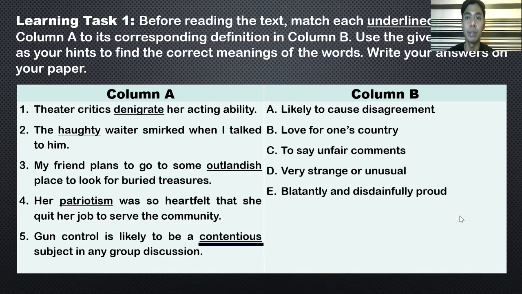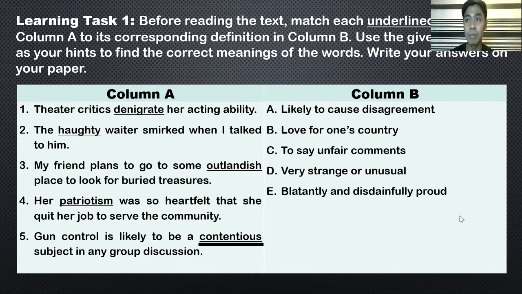Number 2, the haughty waiter smirked when I talked to him. Number 3, my friend plans to go to some outlandish place to look for buried treasures. Number 4, her patriotism was so heartfelt that she quit her job to serve the community. And number 5, gun control is likely to be a contentious subject in any group discussion.